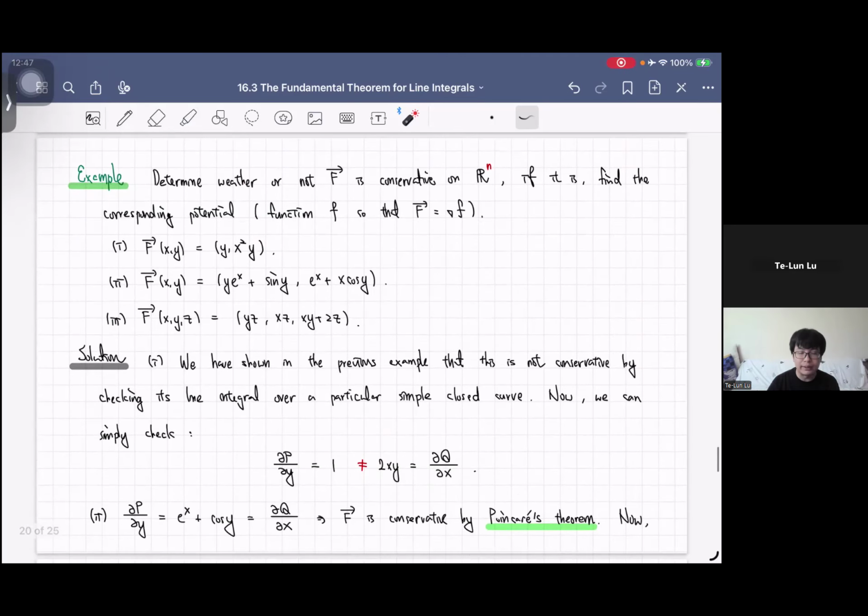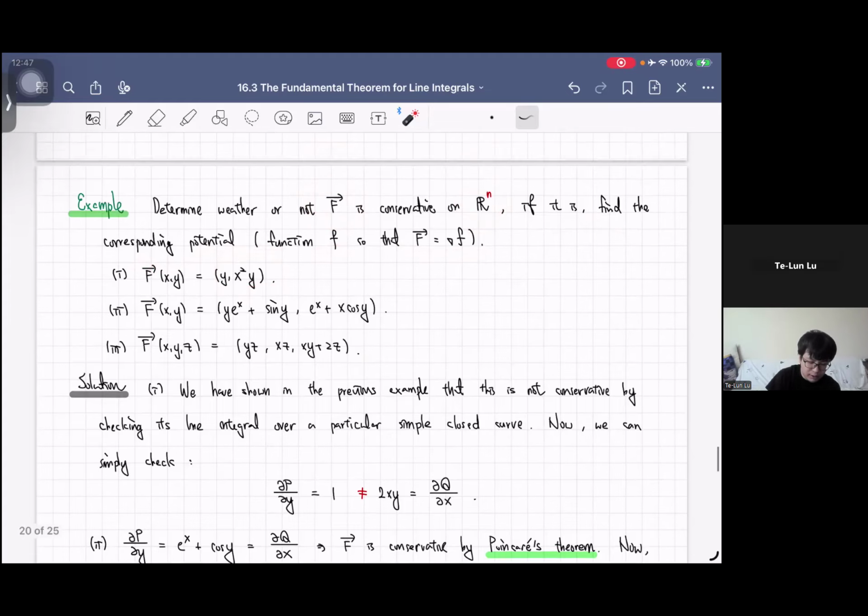So let us work on some examples to show how powerful Poincaré's theorem is. Now we have some vector field defined on either R2 or R3, and we want to distinguish whether it is conservative or not. And if it is, we want to find the potential, basically the function f, so that the capital F will be the gradient of this function.